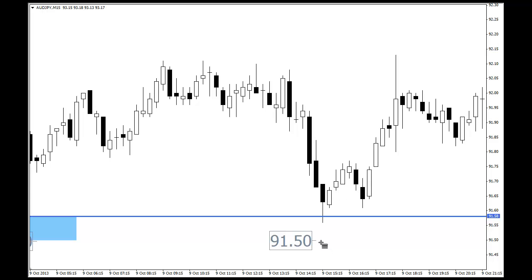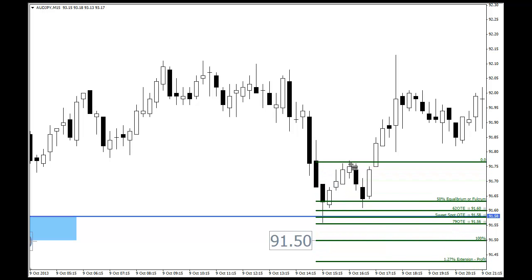Okay, so we have the 50 level, put our fib on that, anchor it, pull it up to the highest high that we're seeing a retracement within. Okay, and then as price comes back down, 91.60 level plus the 4 pip spread, that would be an area to be a buyer, which would be up in here, and you can see price did in fact move up from there.